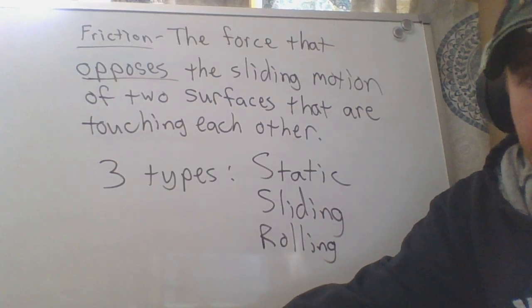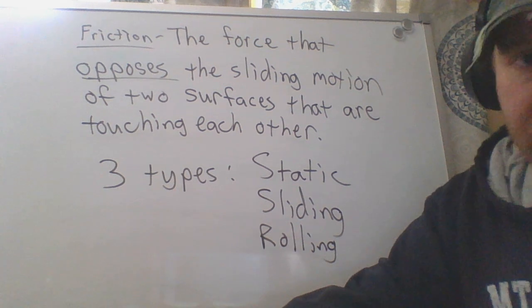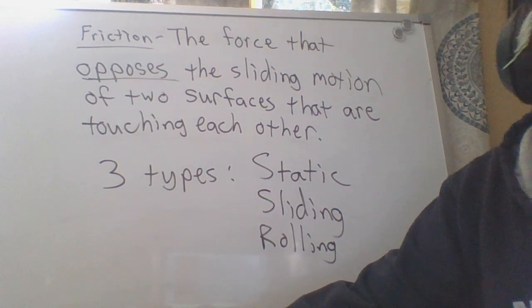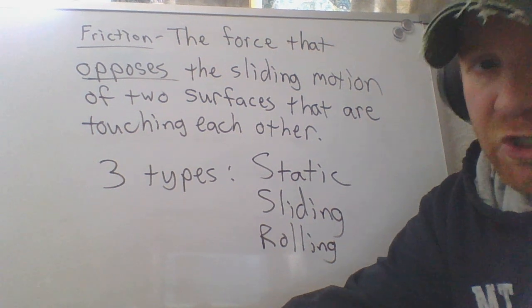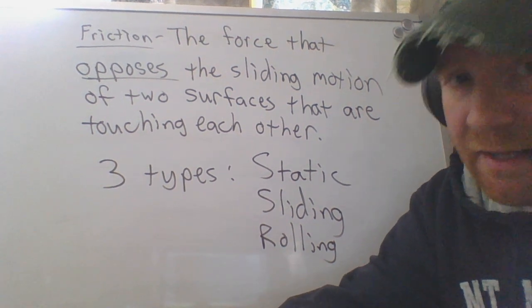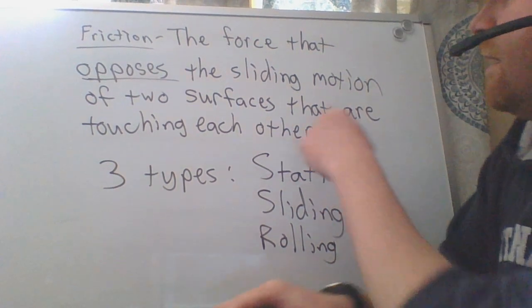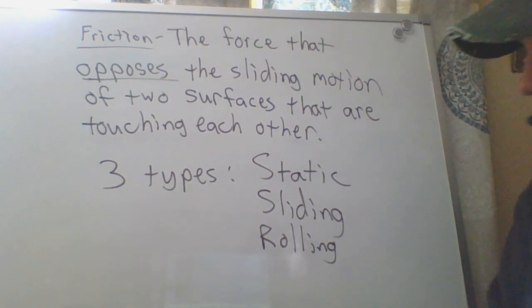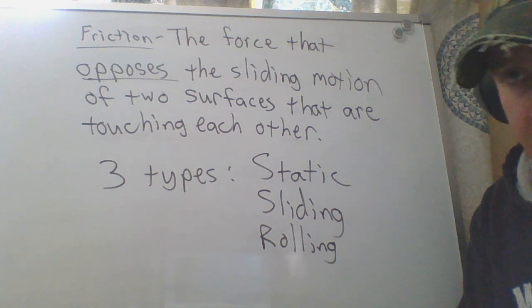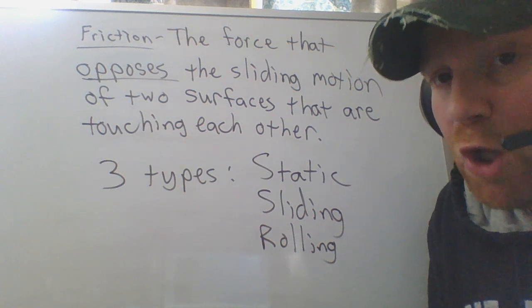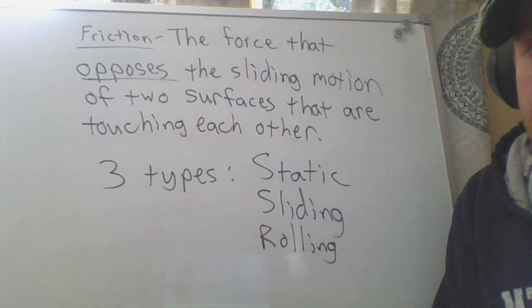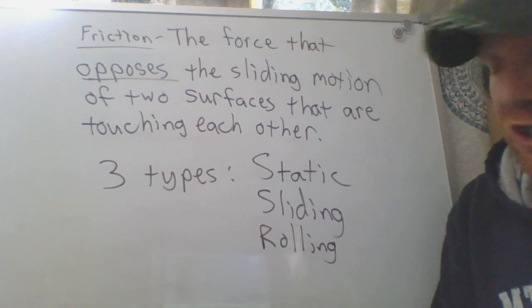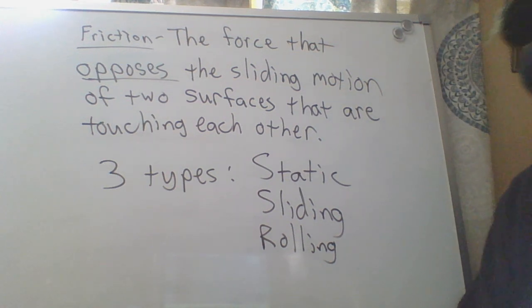Okay, the next topic that's covered in section 1 of this chapter is friction. It starts on page 74. Friction, according to your textbook, is defined as the force that opposes the sliding motion of two surfaces that are touching each other. Friction serves to slow down the motion of objects. There are 3 types of friction that we want you to be aware of.